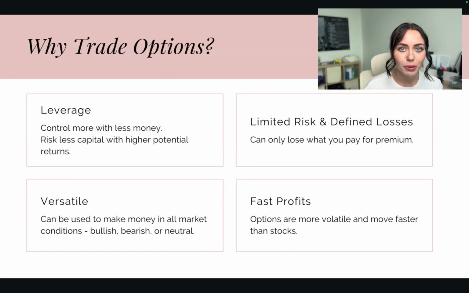So now you are probably wondering, this is crazy, this is a lot. Why do people even trade options when you could just trade the stocks? Why make it more complicated? So why trade options? There are a lot of reasons why options are amazing. Number one is going to be leverage. Leverage allows you to control more with less money up front. So basically you can risk less of your own capital in order to have higher potential returns and gains. And why wouldn't you want to do that?